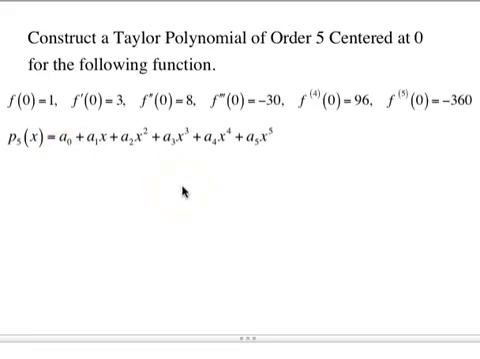And it looks like this, and our goal becomes to solve for a0, a1, a2, a3, a4, and a5. If we can find those coefficients, we have established our fifth order Taylor polynomial.